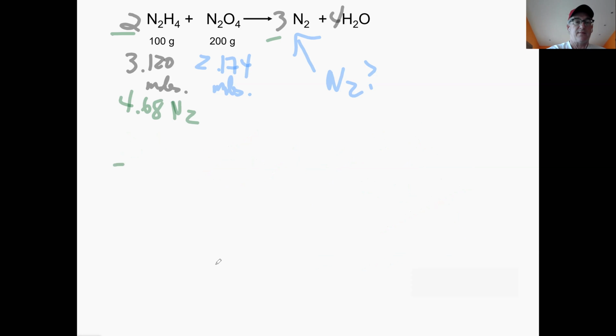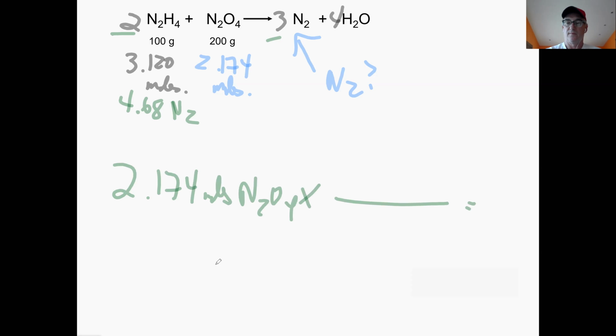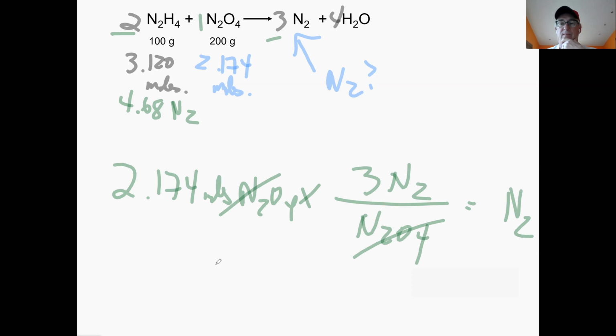So I've got my 2.174 moles N2O4. I want moles of nitrogen. Again, that's going to be 3, 3 moles of nitrogen on the top. How many moles of N2O4? 1. Cancels out my N2O4, leaves me with moles of nitrogen. How many moles of nitrogen is that? 6.522 moles of nitrogen. So which one is limiting?